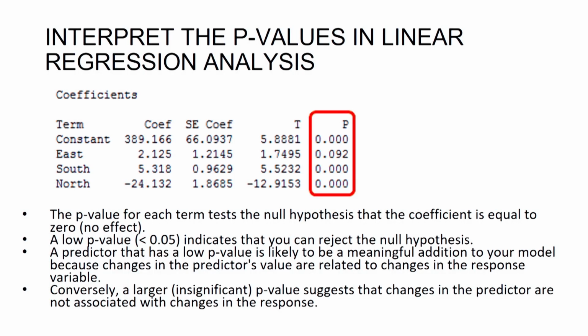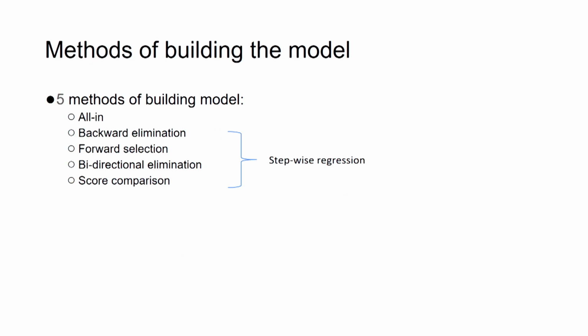and conversely the large p value. In this case, 0.092 is the value corresponding to yeast. So, the p value for this corresponding independent variable is high. It suggests that the changes in the predictor are not associated with this independent variable yeast, and that is why we can leave out this independent variable.